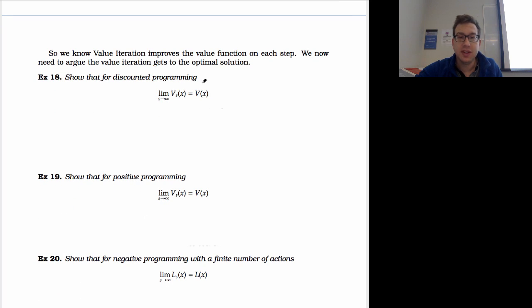So I'm going to skip on to discounted programming. Let's say we've got a positive program and it's discounted. It makes life easier for the proofs. We could do this for positive programming, or will in a second do this for negative programming, but discounted is the easiest case. I'm going to show that not only does value iteration improve the rewards, it also converges to the optimal reward. It's one thing that you come up with better policies or better value functions, but you also want it to converge to the optimal one.